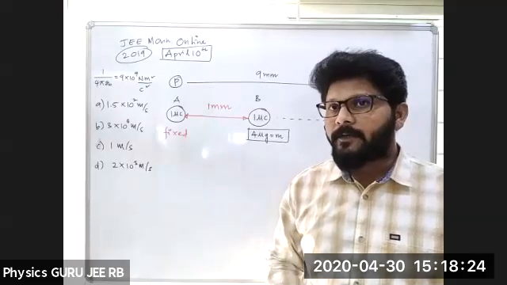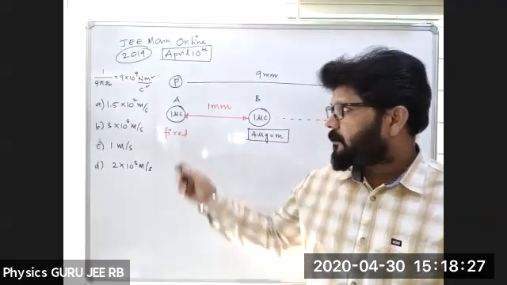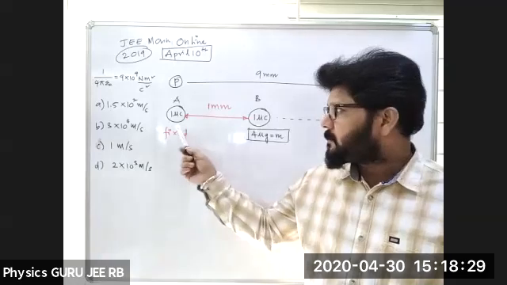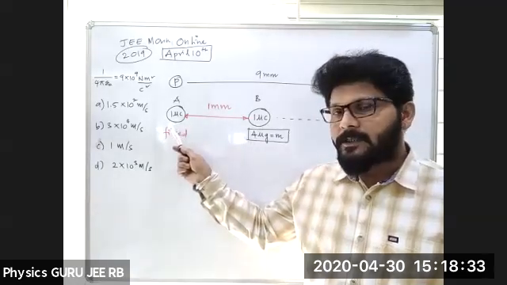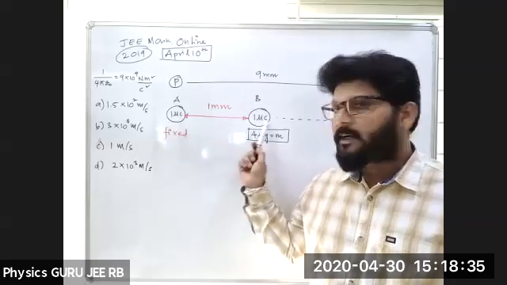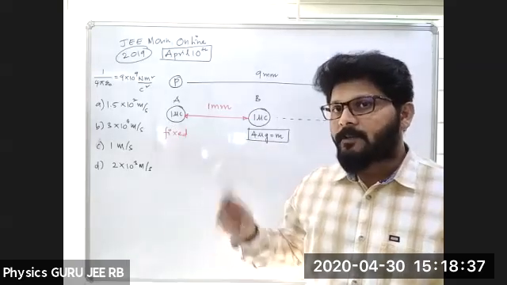Question. This is an online question. So the problem is like this. There are two charges. Each charge is 1 microcoulomb and 1 microcoulomb. Both are positive charges.